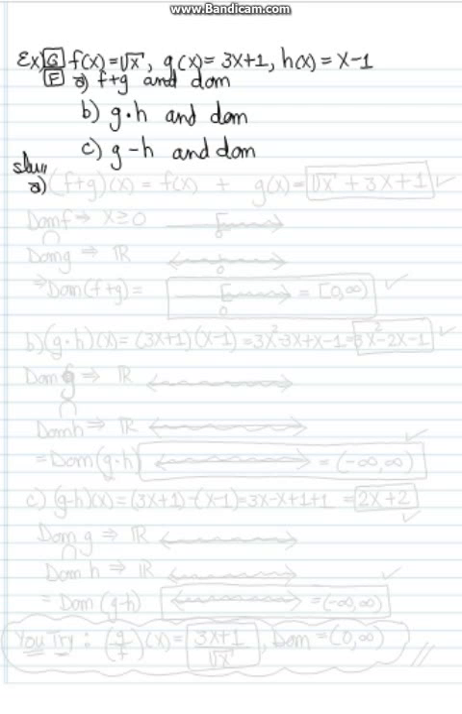Solution, part A. Well, f plus g of x is defined to be equal to f of x plus g of x. So we're going to add those two functions together. The f of x function is the square root of x plus the g of x is 3x plus 1. And that's our new function, f plus g of x.